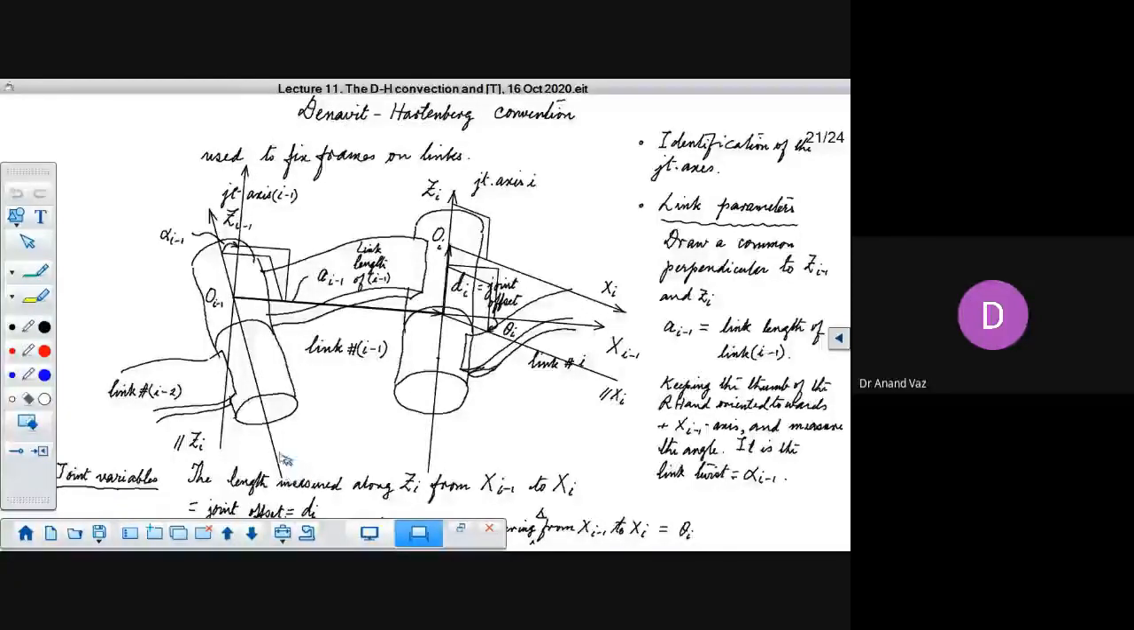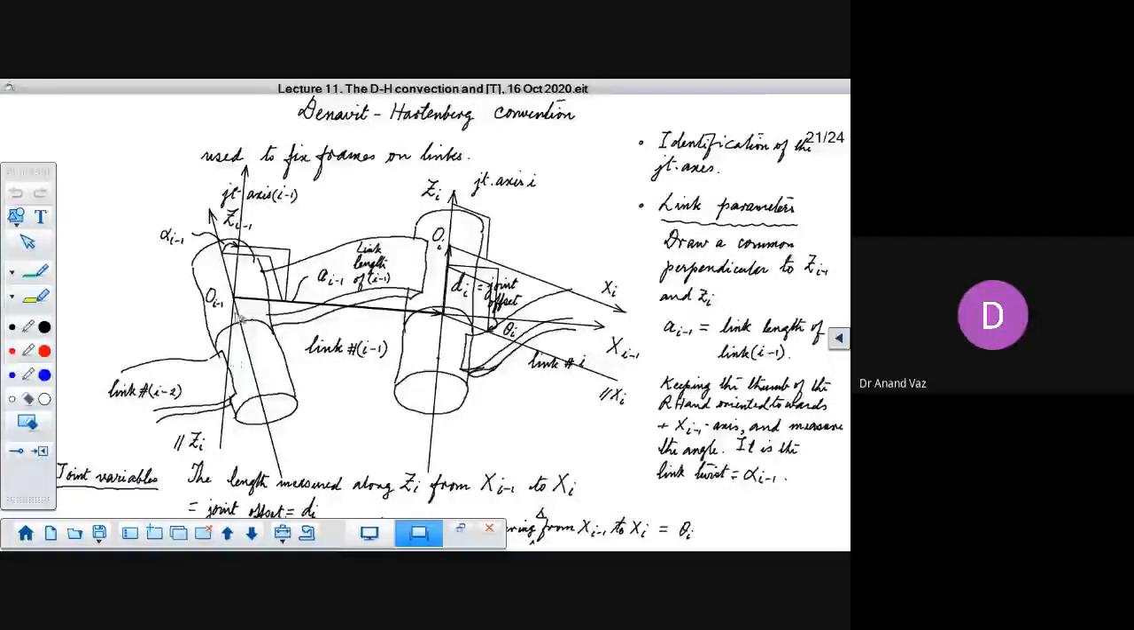So we identified the Zi minus 1 axis. Then we identified the Zi axis, Zi plus 1 axis, and so on. These were the axes about which the relative motion between these two links was taking place. Here we assume that only one variable, the joint variable, is changing.